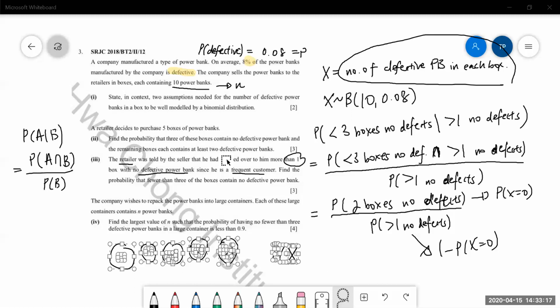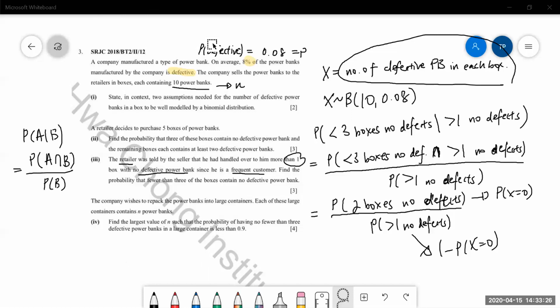This 3 marks is hard to earn. Yeah, damn. But it's okay, we still want it, right?